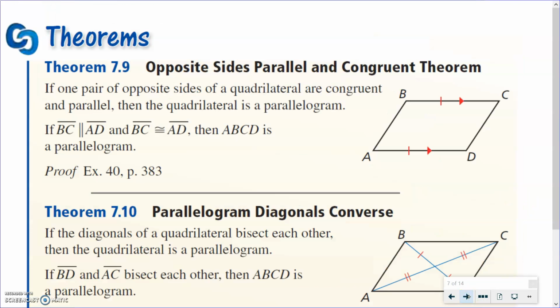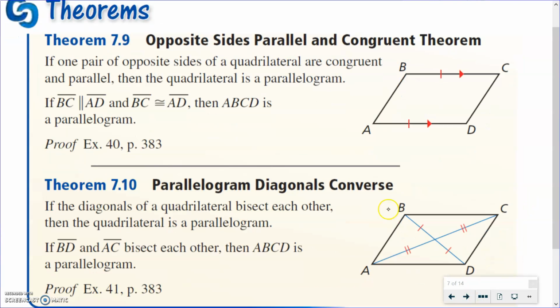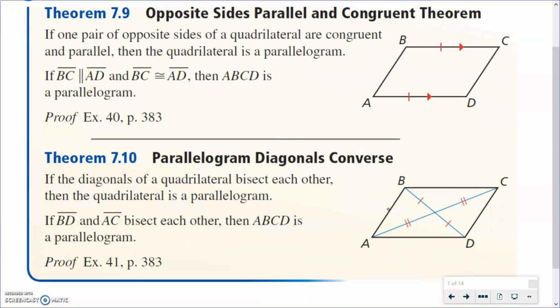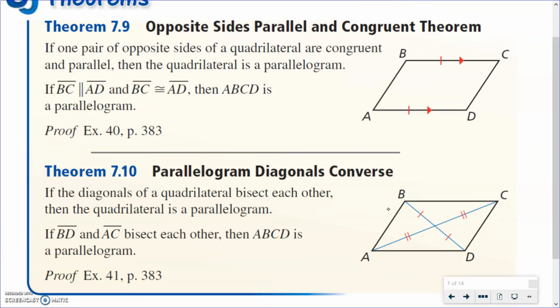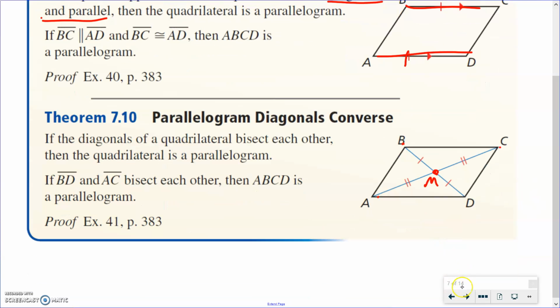Okay? So what we're going to do, a couple more. Same thing for these. These are just the converses. So we're saying if these are parallel, these two lines, and congruent, parallel and congruent, then it is a parallelogram. And if this point here, we'll call it M again, is the midpoint of AC and it is the midpoint of BD, then ABCD is a parallelogram. So then this shape is a parallelogram if that's the midpoint, okay?